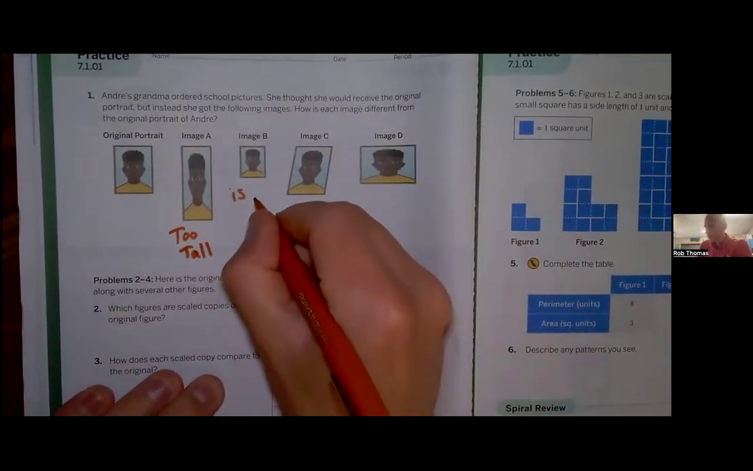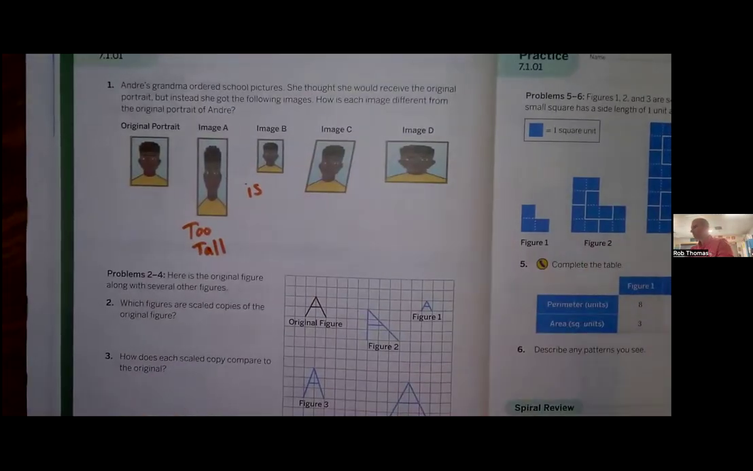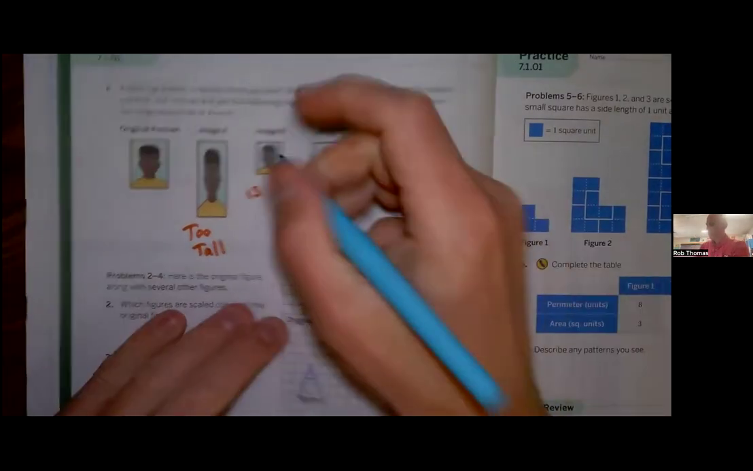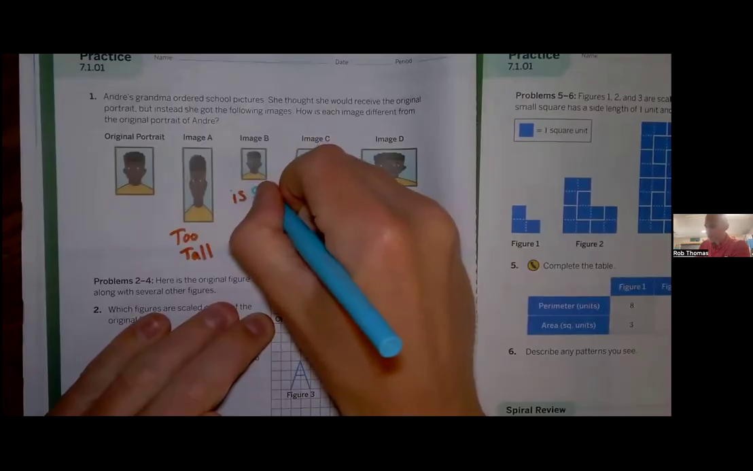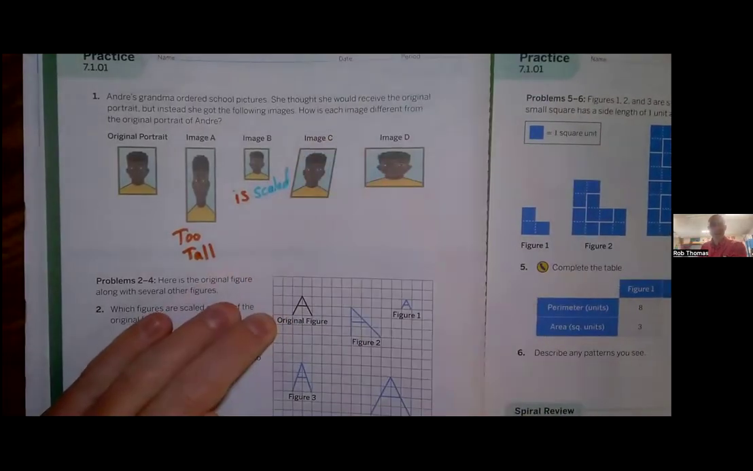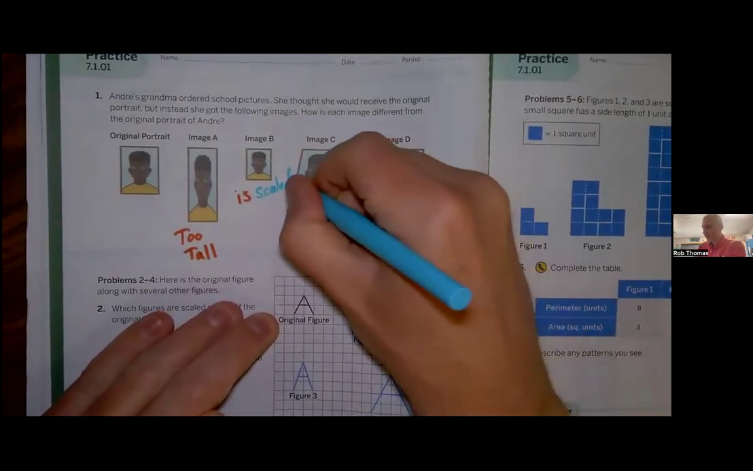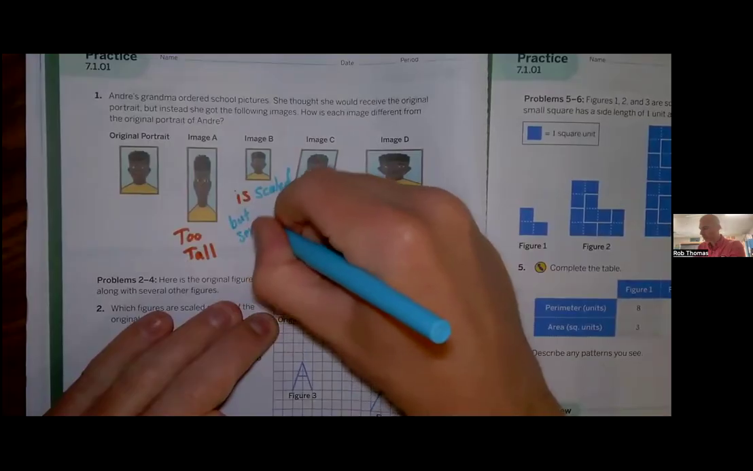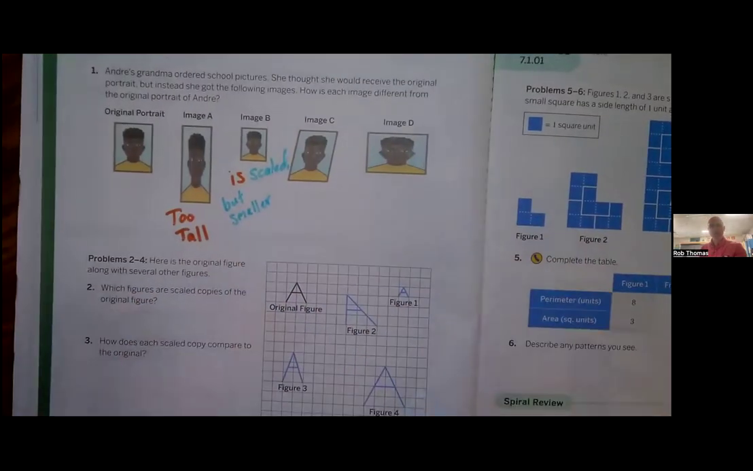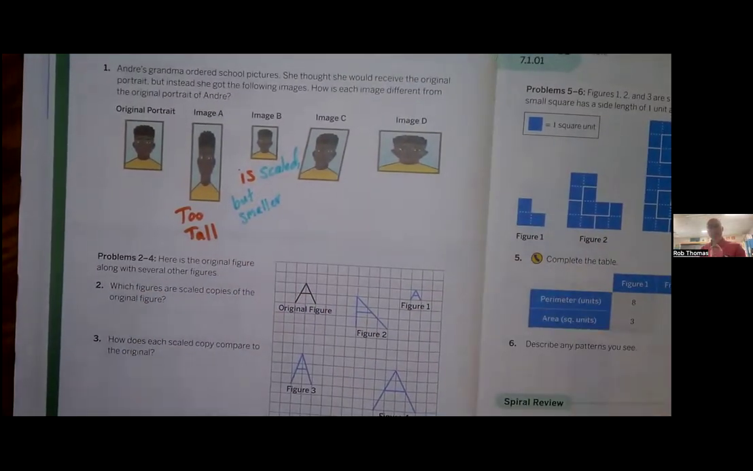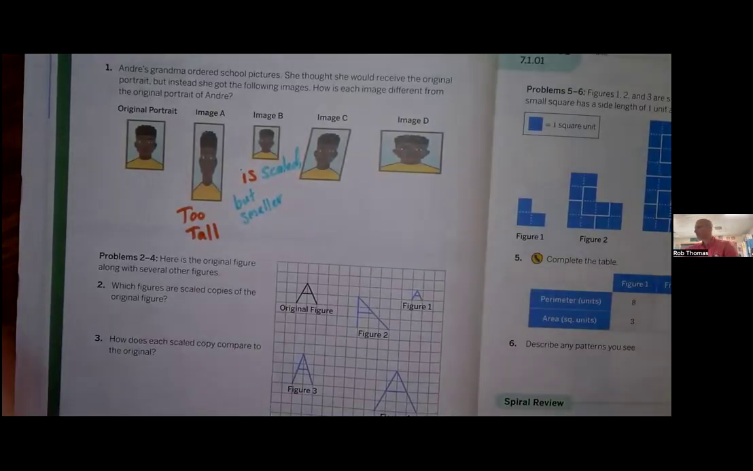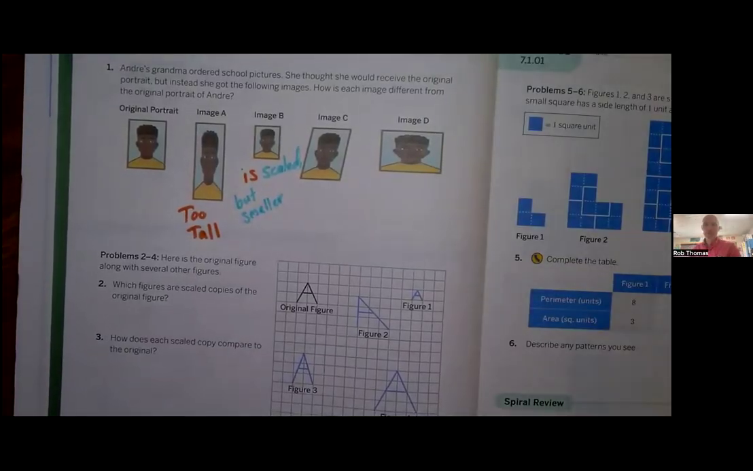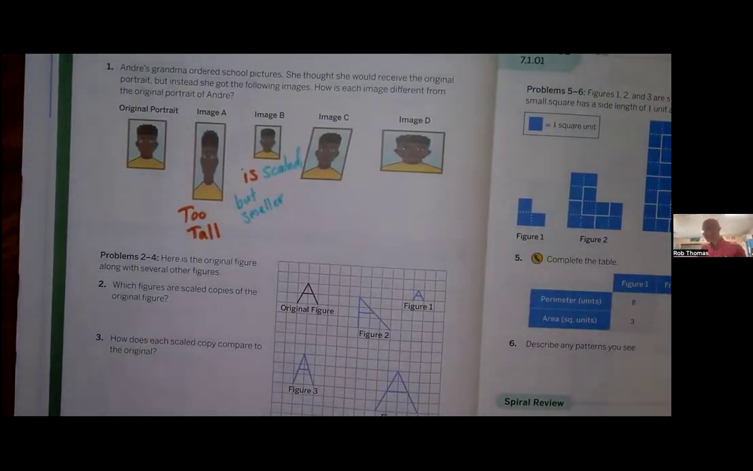Is scaled. Let me use a different color for each one. Is scaled. Saying scaled is the same as saying it's a scale copy or a scale drawing, but smaller, which is fine. Scale copies can be bigger or smaller than their original as long as they maintain the same shape is the biggest thing, right? Or the shape is preserved, as we like to say.